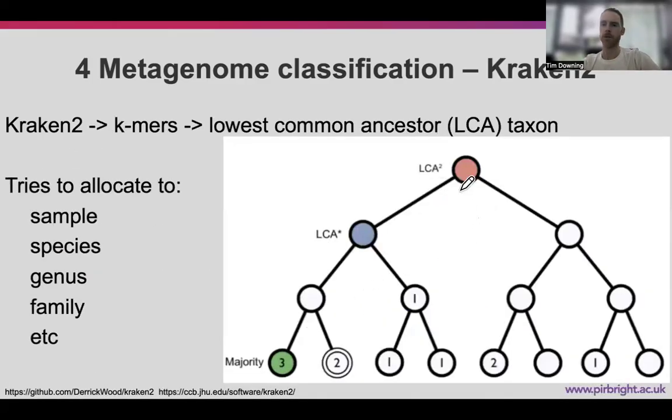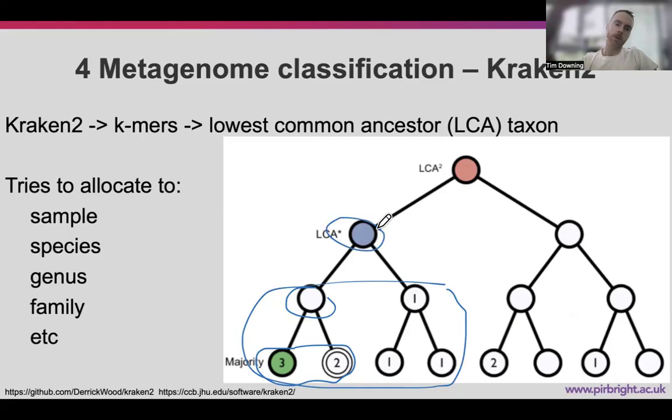And this is a visualization of the LCA in case you're unclear. If it's present in all the members of a species, then we can allocate it to the genus. If it's present in all the members of the genera inside a family, it'll allocate it to the family, and so on.